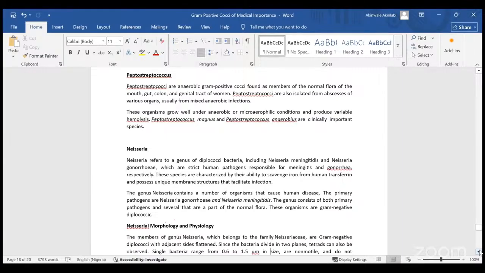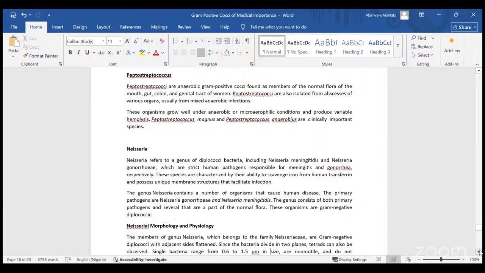You know, Strep pneumo is gram-positive diplococci, while Neisseria is gram-negative diplococci. Do you get the difference between the two? The two of them are diplococci, but one is gram-positive, the other one is gram-negative. That's the difference. But the two of them are diplococci.